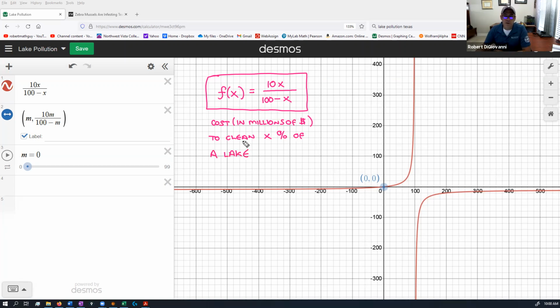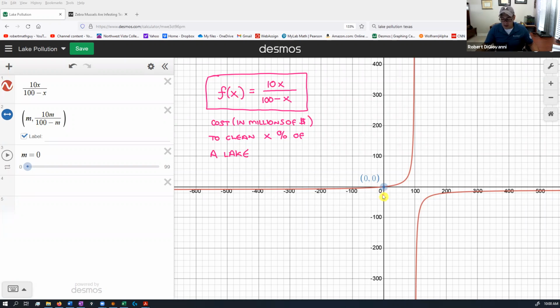All right. So what in the world does this mean? It means if you tell me you want to go clean this lake, and you tell me what percentage of the lake you want to clean these mussels out of, X will represent that percentage, okay? The output of this function will tell you how many millions of dollars it's going to cost you to do that, all right? So if I want to clean 0% of the lake, then it shouldn't cost me any money, right? 0% should be free, right? I'm not going to clean the mussels, we're just going to let them be. That should be free. Make sense?